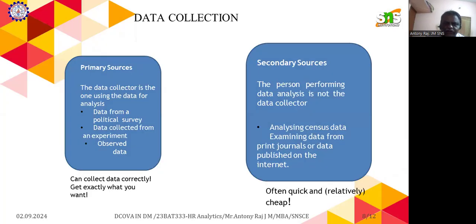And in data collection, there are two sources, primary and secondary. Primary sources is data collected from an experiment and observation. Secondary sources is data where the person using the data is not the data collector. There are a lot of third-party sources where you can get pre-existing data, for example data on the internet. Secondary source data is very quick and relatively cheap, but when the data is not available, then you have to go for primary sources.